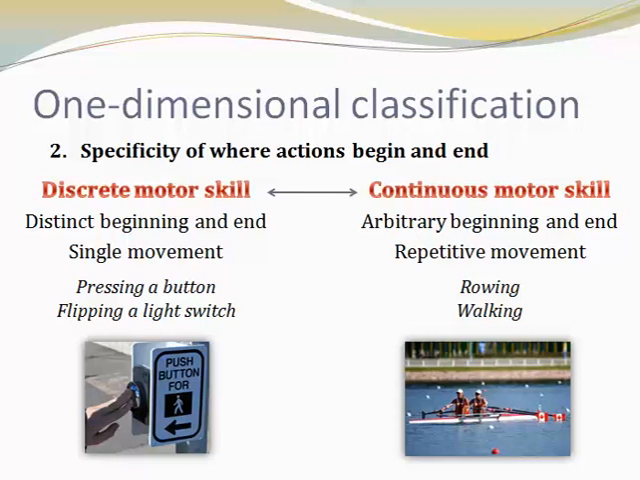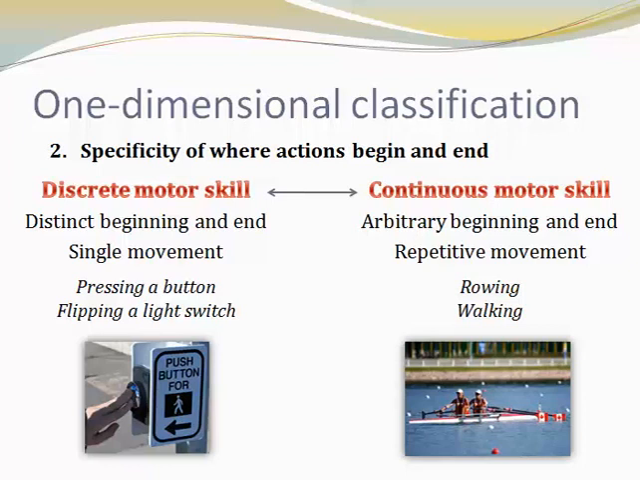Our second category within the one-dimensional system is the specificity of where actions begin and end. And the specificity is not referring to the actual geographic location or location in space of where the movement begins and ends. It is referring to, can you make a definite distinction between when in time the movement ends, or begins, I should say, and when it ends.